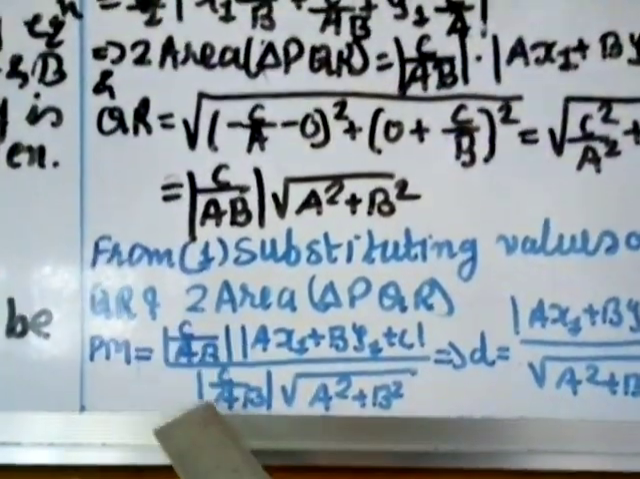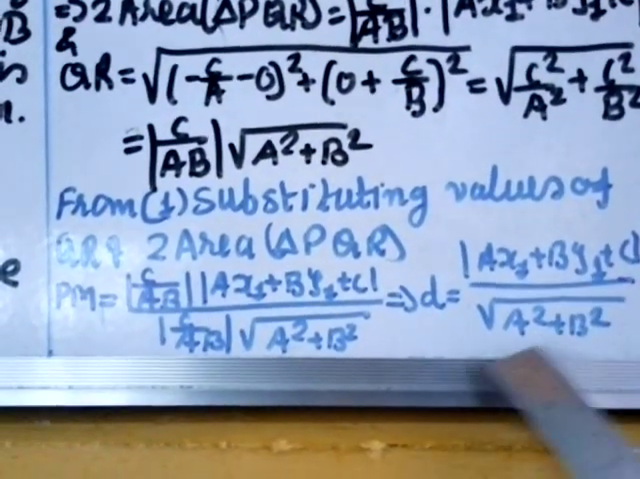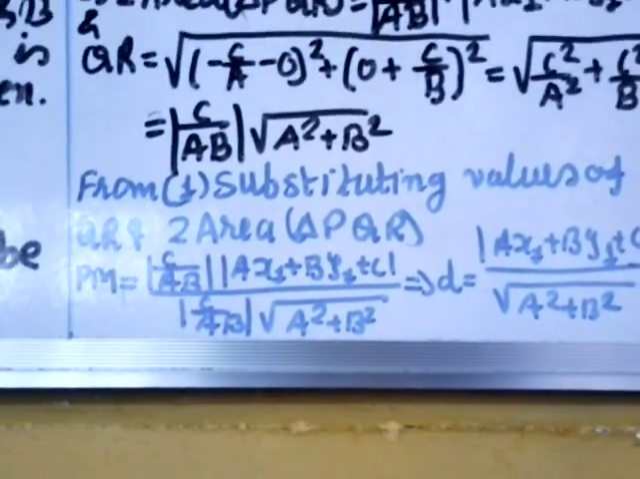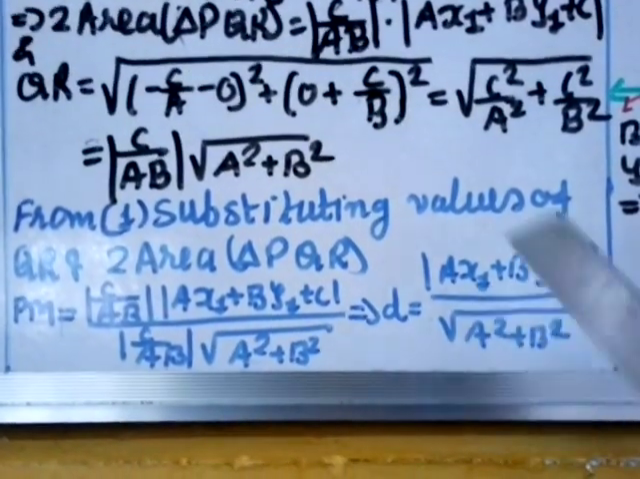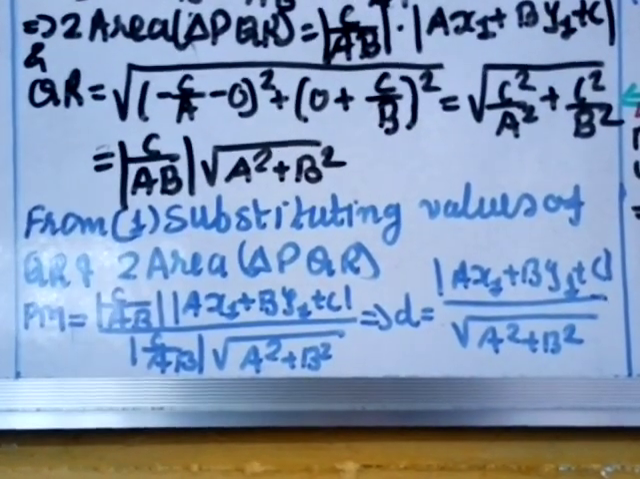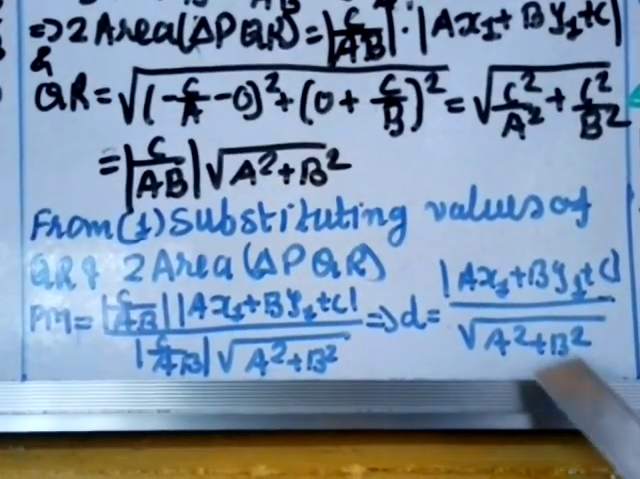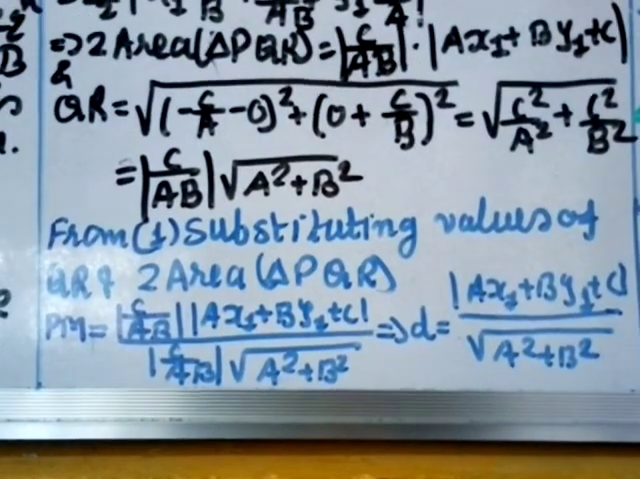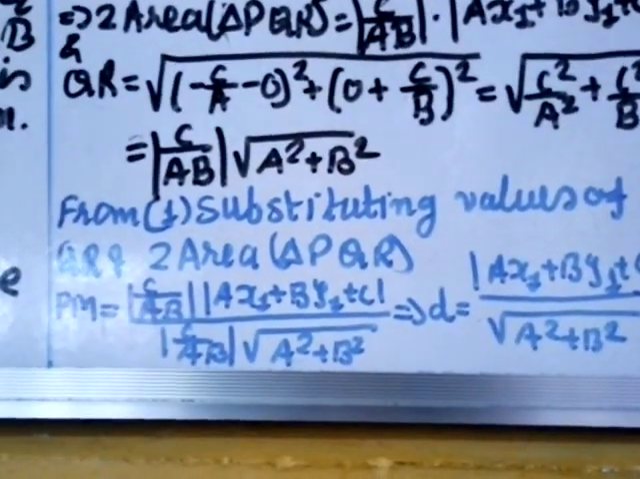Okay, so this you got, so it remains modulus of ax1 plus by1 plus c divided by square root of a square plus b square, and this is PM, which we are taking as d. So this is the perpendicular distance of a point (x1, y1) from the line ax plus by plus c. Okay, and a and b are the coefficients of x and y of the given line, and x1, y1 is the point.